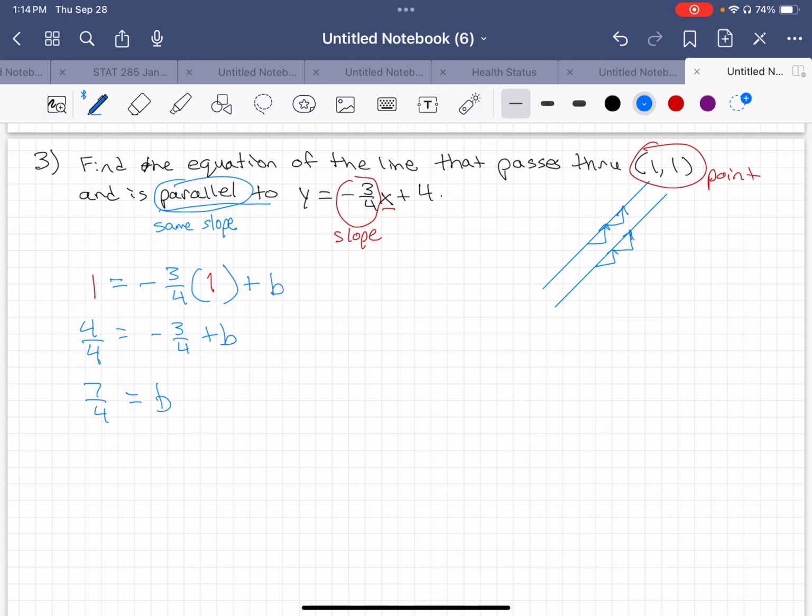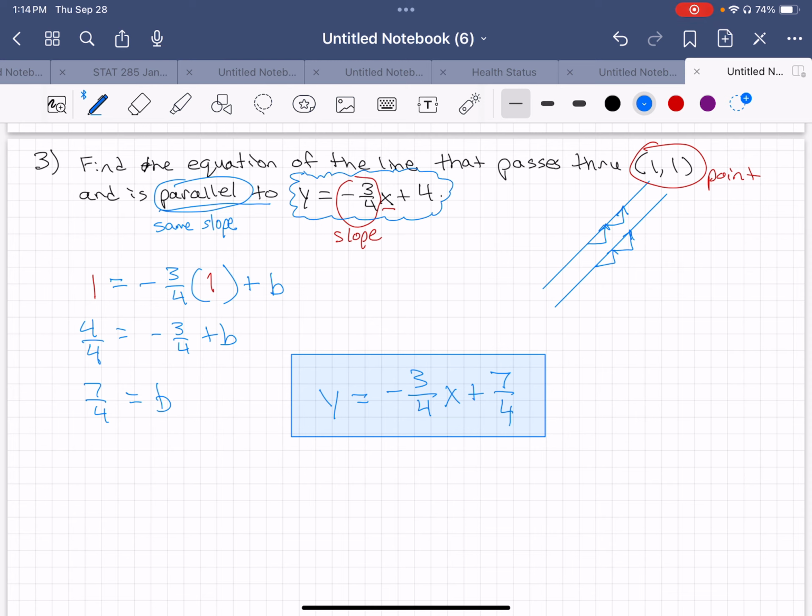My equation, my answer would be y equals negative 3/4 x, because it's the same slope, plus 7/4. That line is parallel to our original line. Same slope, and it also goes through the point 1, 1.